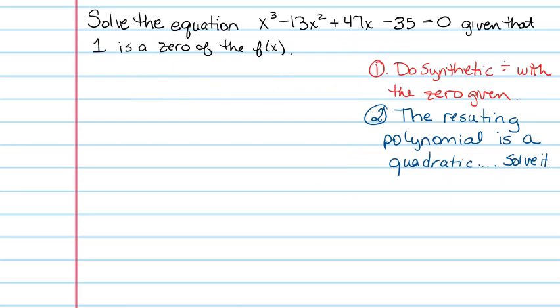We're going to solve this equation. It says equals 0, and we know that 1 is already a zero. So we're going to find the rest of the zeros. The first thing we're going to do is synthetic division with the zero given.